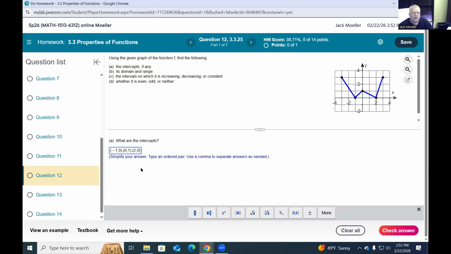So this is more of a chapter 2 question, but we're going to be talking about intercepts a lot in this unit and the next. So that's still a good question.